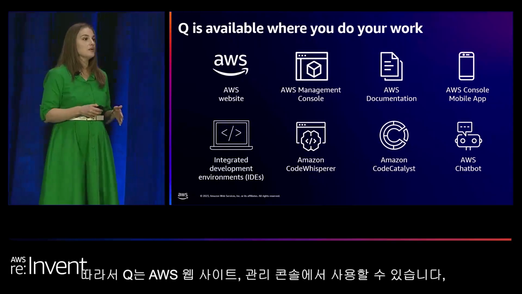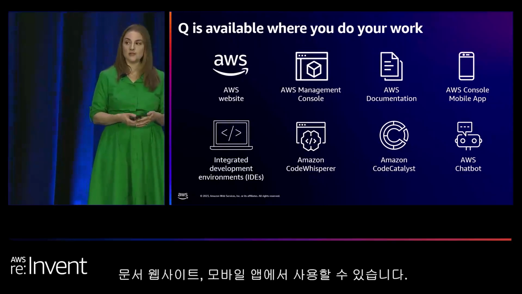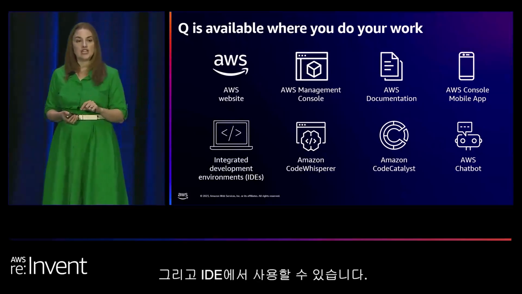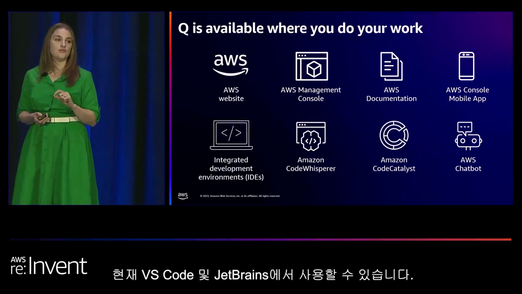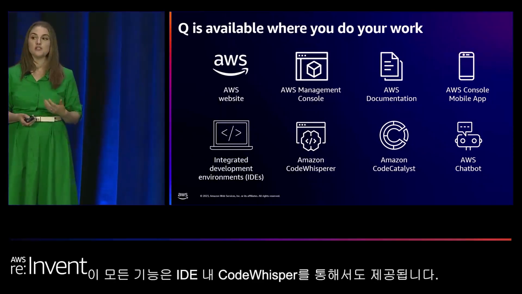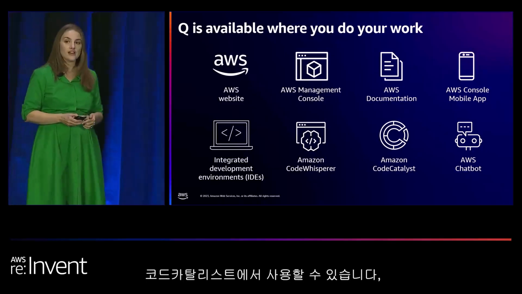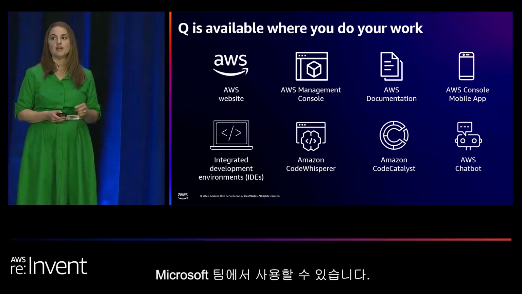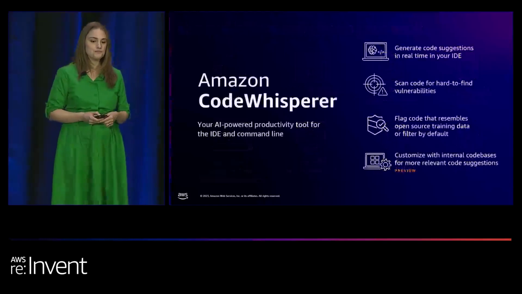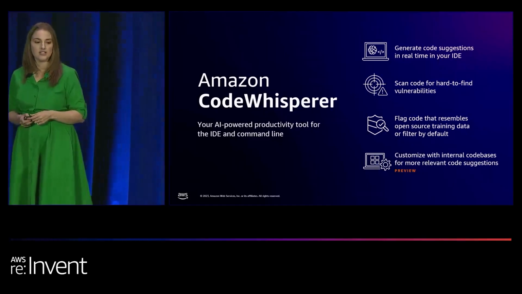So Q is available on the AWS website, Management Console, the documentation website, and the mobile app. And it's available in your IDEs. It's today available in VS Code and JetBrains. And that's all through Code Whisper within your IDE as well. It's available in Code Catalyst, and it's available in Microsoft Teams and Slack through AWS Chatbot. So I want to spotlight a couple of these, Code Whisper and Code Catalyst.